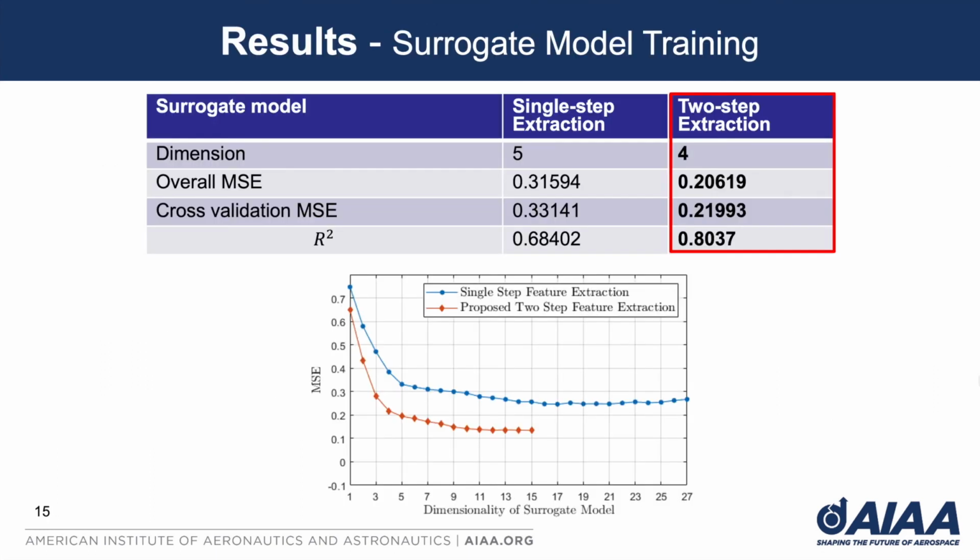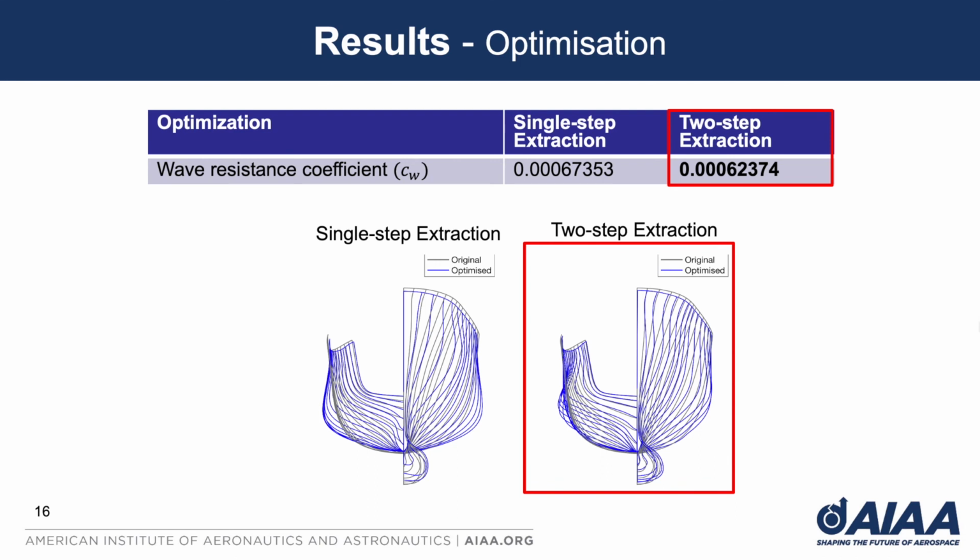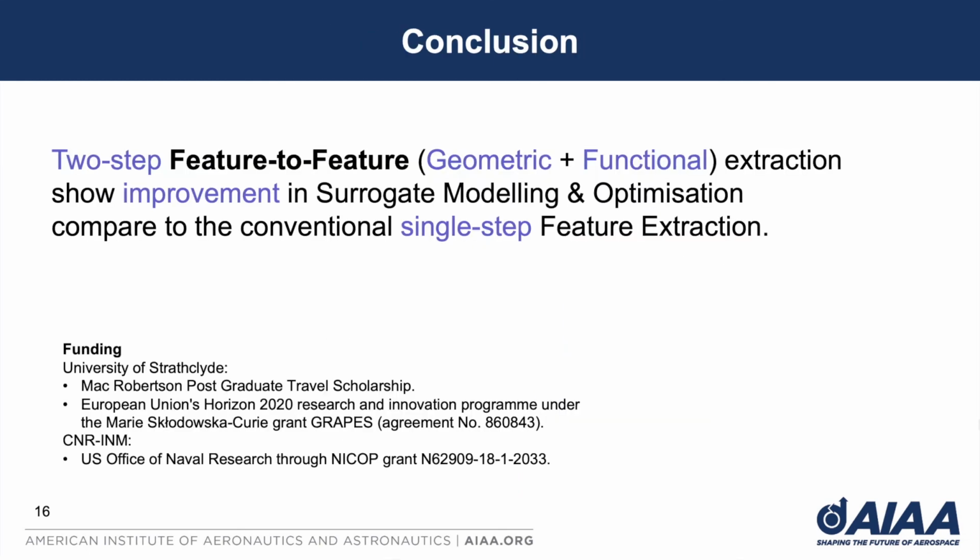It can be seen that the mean square error for the model trained with two-step extraction is lower than the one obtained with the single-step method. Furthermore, the wave resistance coefficient obtained from this subspace is also lower. Let's conclude that the two-step feature extraction provides better results in terms of reduced dimensionality, higher accuracy of the surrogate model, and quality of the final optimal design.